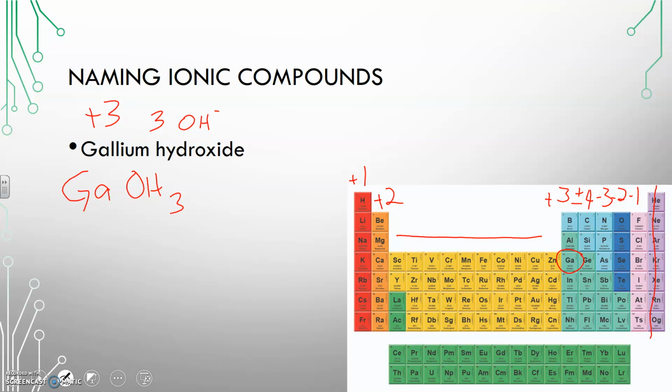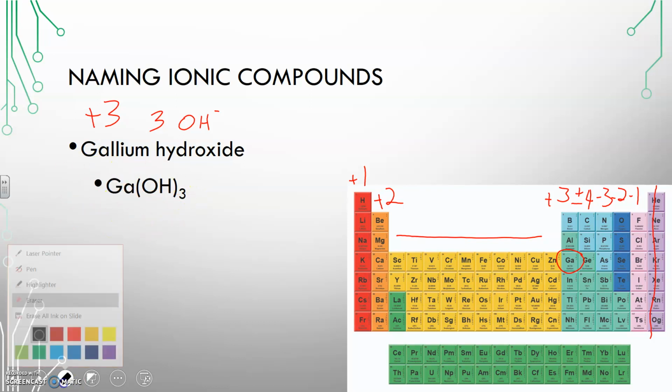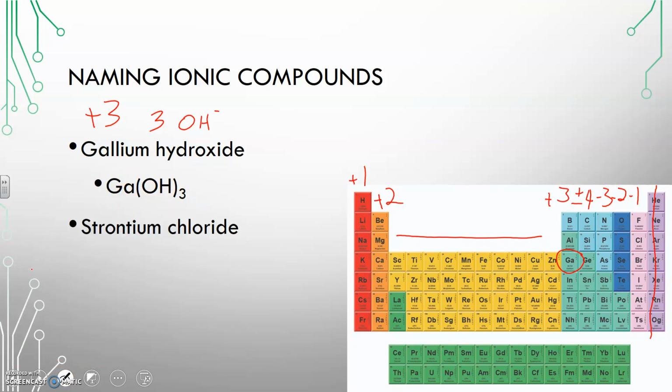So in order to remind everyone that this is actually a hydroxide ion, you have to have your parentheses around the atoms. And remember, the 3 tells you that there are 3 hydroxide ions. So the 3 has to go outside of the parentheses. So gallium hydroxide is Ga(OH)3. Just like that. All right, next one.